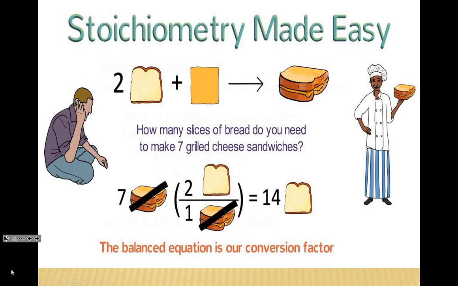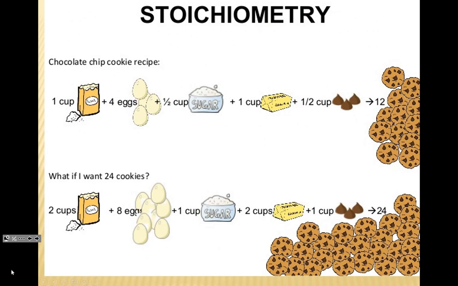Okay, so making stoichiometry easy. How many slices of bread do you need to make 7 grilled cheese sandwiches? This is something you do if you need to make stuff for the family. I need 7 grilled cheese sandwiches, and 2 pieces of bread for each one, so I need 14 slices of bread, right? That's the easy thing. What happens when I get to chocolate chip cookies?